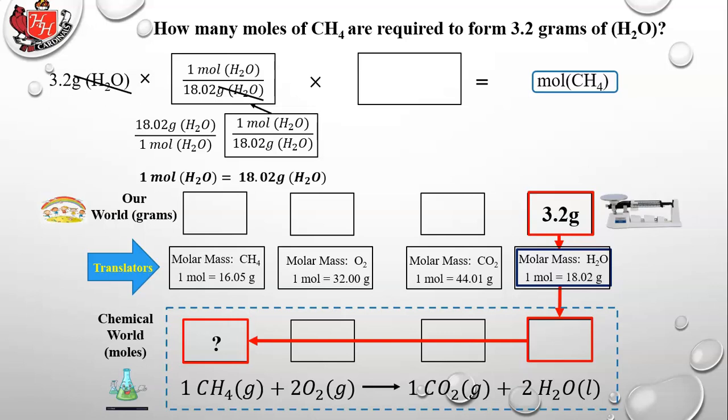So now what would happen if we solved this equation at this point? Normally we won't. But let's say we solve 3.2 times 1, that's what's on the top in that box, divided by 18.02. We would then get the number of moles of water. So we're going to go ahead and do that.